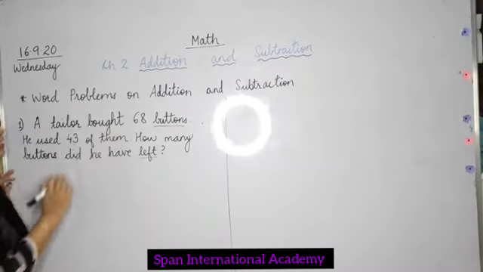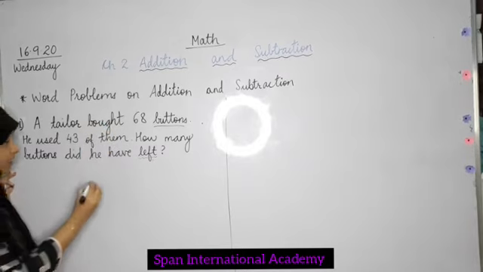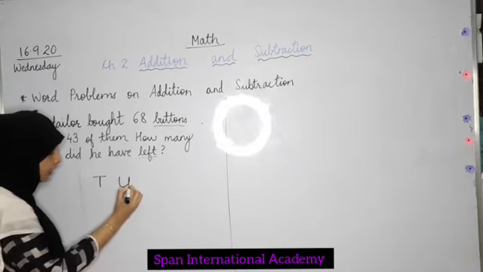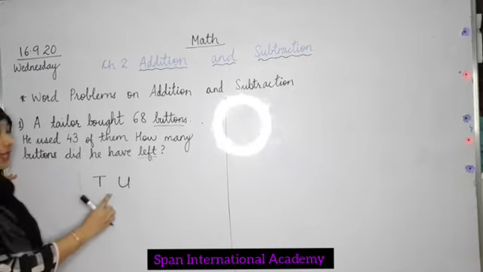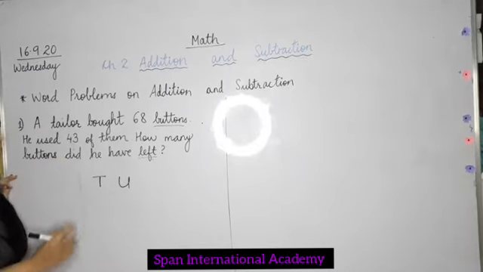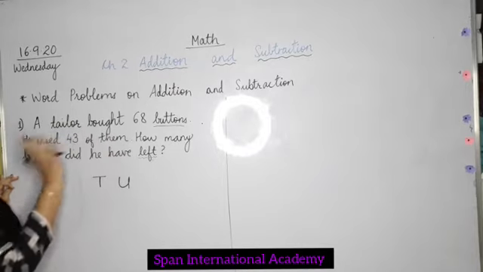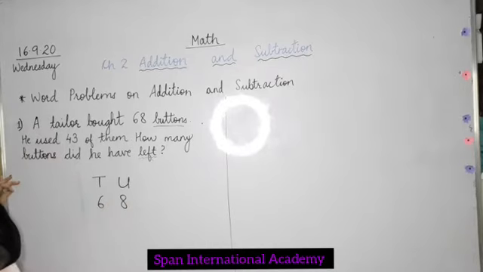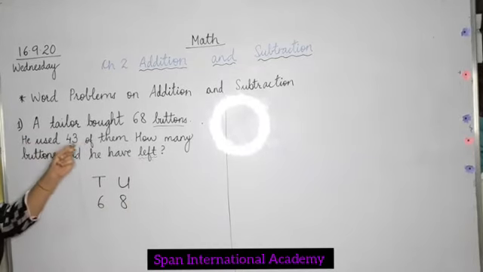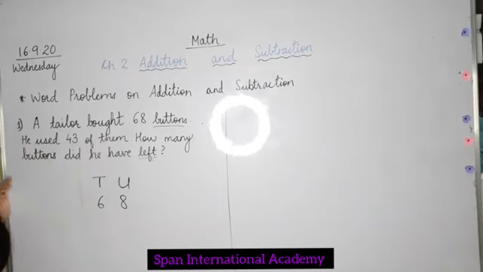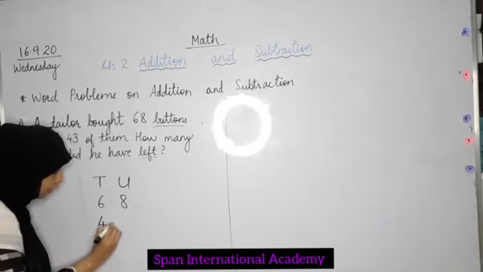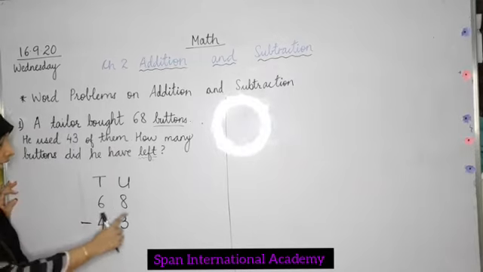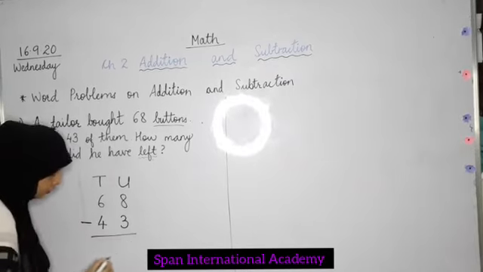A tailor bought 68 buttons. Two-digit numbers. So first thing what I will do is I will write T and U. That is the place value, tens and units. So how many buttons did the tailor bring? 68. I will write it over here. Now he used 43 of them. 43 he has used. So we are going to minus this. 68 minus 43.